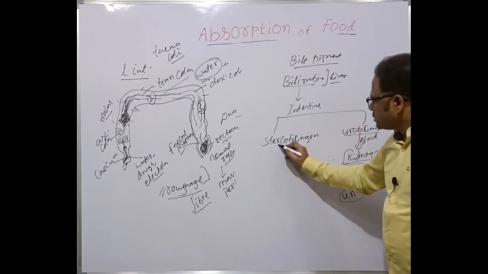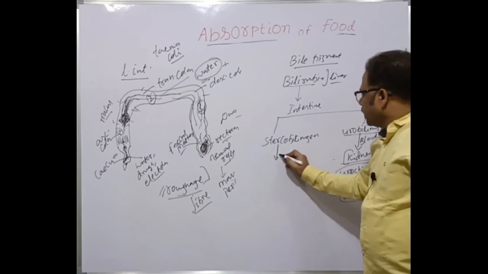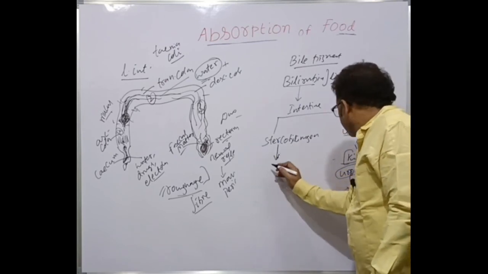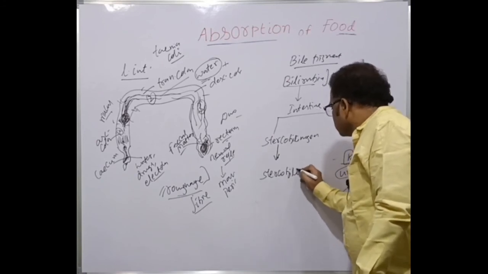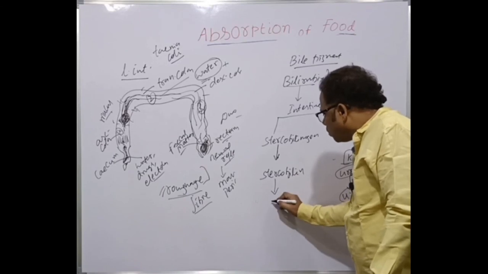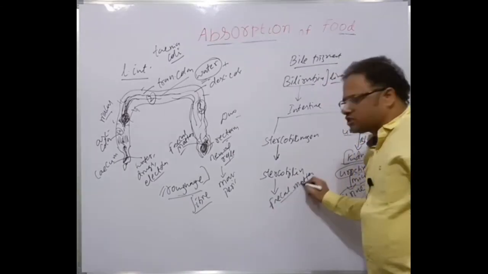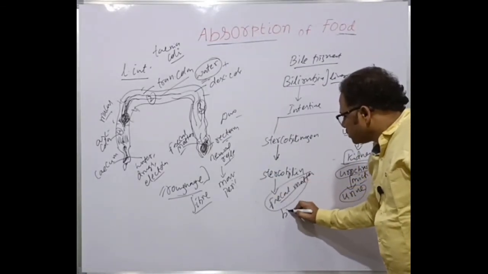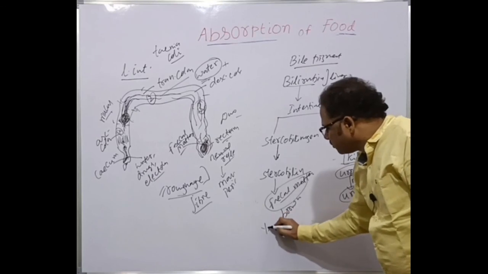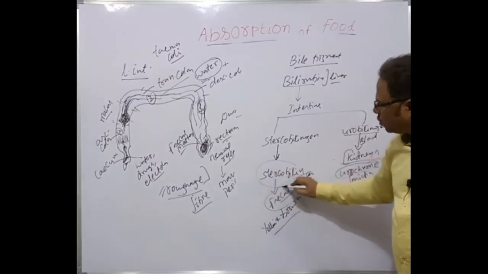Okay, next one is stercobilinogen, which is formed in the intestine. It is converted into stercobilin. The stercobilin is sent out in the fecal matter. Because of stercobilin only, the fecal matter has a yellowish brown appearance.